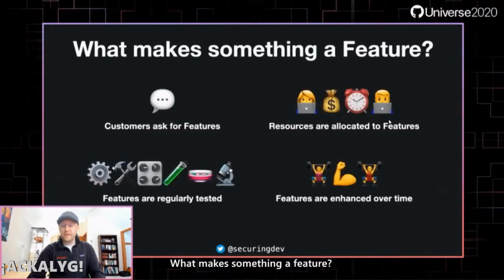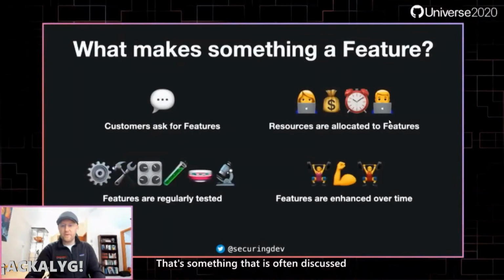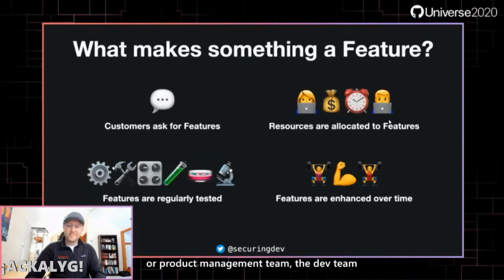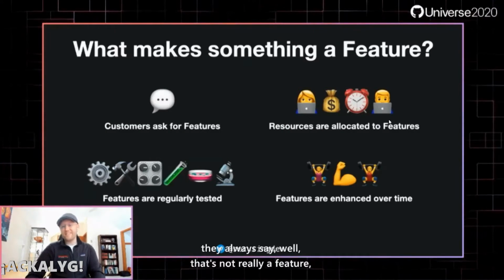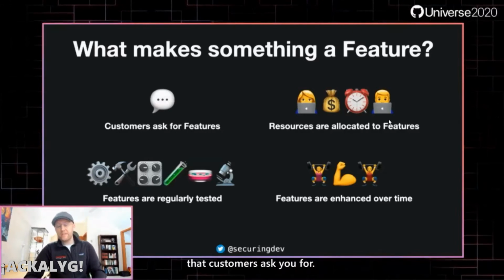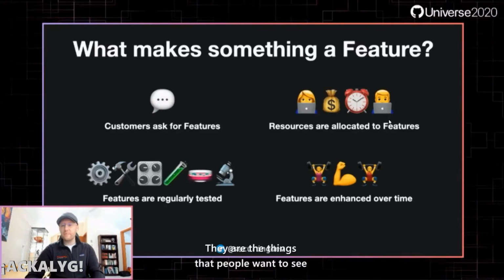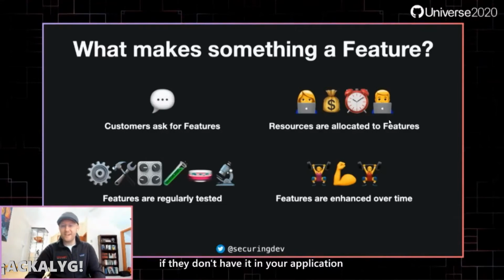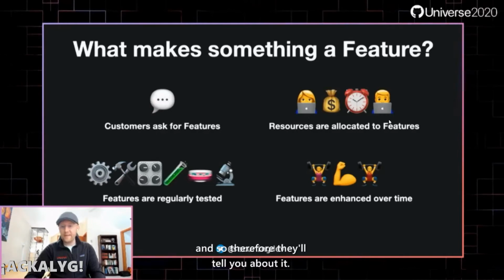What makes something a feature, right? That's something that is often discussed concerning the project management or product management team, the dev teams. They always say, well, that's not really a feature. Security's not a feature. And that's because, of course, features are things that customers ask you for, right? They're the things that people want to see, the things that people will complain about if they don't have it in your application, and so therefore they'll tell you about it.